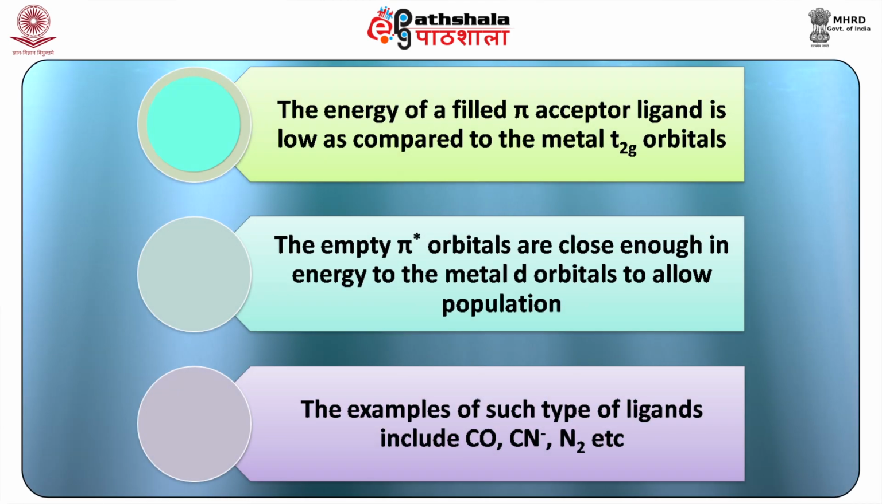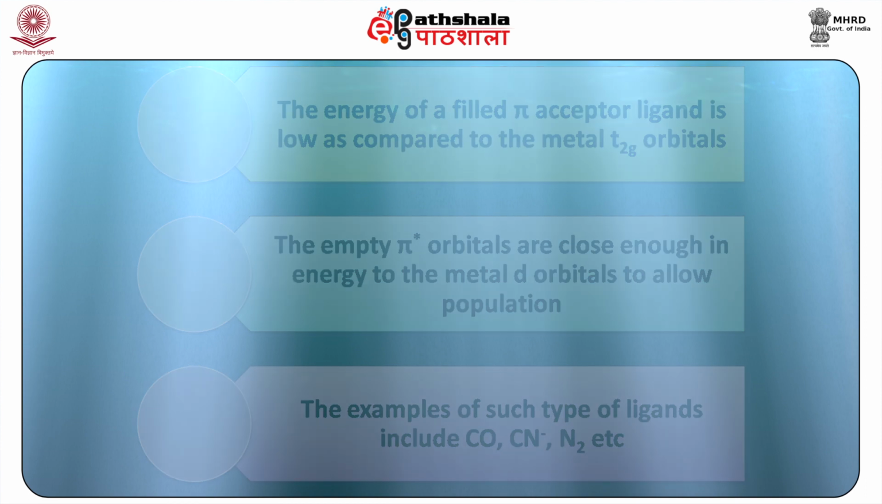The energy of a filled pi acceptor ligand is low in comparison to the metal T2g orbitals. The empty pi star orbitals are close enough in energy to the metal d orbitals to allow population. Examples of such types of ligands include CO, CN negative, N2, etc.